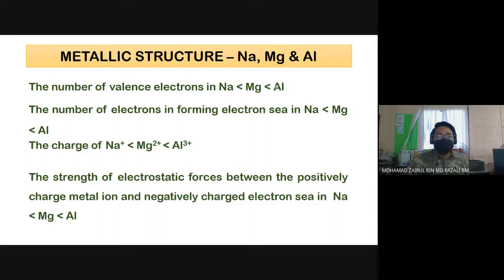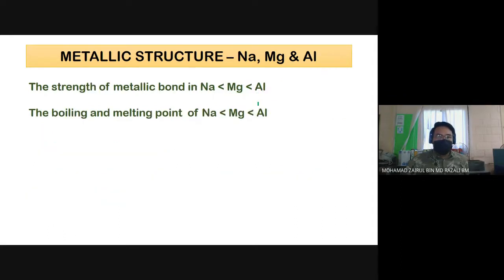So, the electrostatic force between the positive charged ion and also the negatively charged sea of electron in aluminium is the strongest. Okay, and then magnesium and then sodium is the weakest. That's why lah the strength of metallic bond tu akan increase from sodium to aluminium. So that's why the boiling and melting point of sodium will be lower compared to magnesium and magnesium lower to aluminium. Slide ni saya bagi kejap lagi dengan yang semalam punya terus sekali.